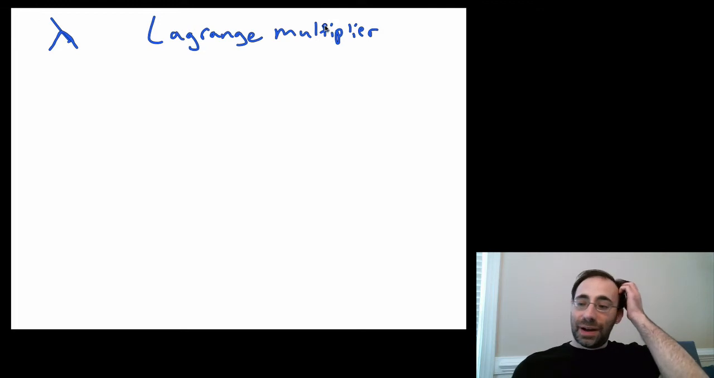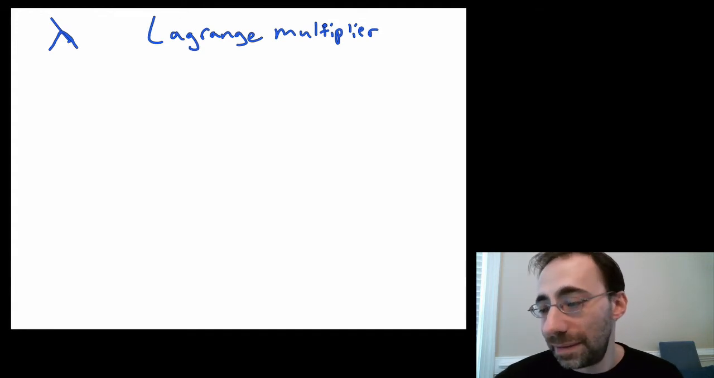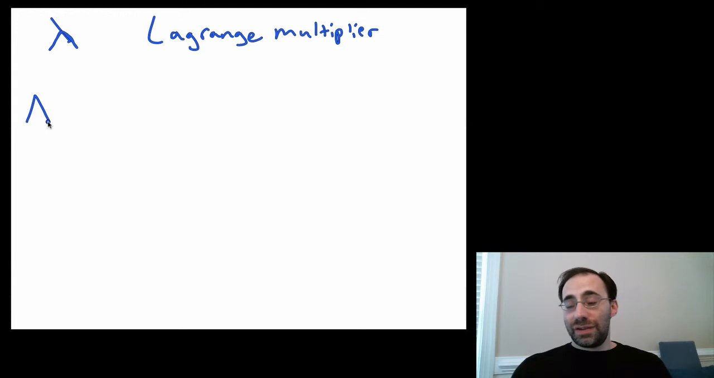And the Lagrange multiplier has a bunch of interpretations we'll talk about later. But for our purposes now, the Lagrange multiplier will enable us to incorporate our equality constraint into our maximization problem in a nice way via the construction of something called a Lagrangian function.